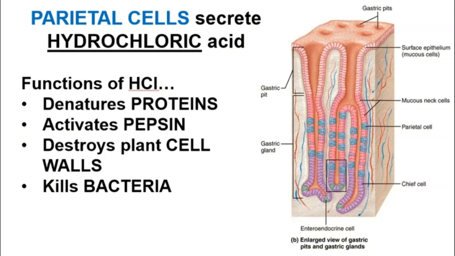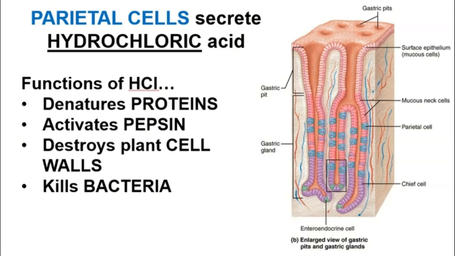The first is that it denatures protein, that is, it essentially breaks down the three-dimensional shape of the proteins that are entering the stomach and aids the enzymes that are produced in the stomach to digest them much more easily. We see that hydrochloric acid generally has a pH between 1.5 and 3.5. Typical pH of the stomach is about 2. We also see that hydrochloric acid functions to activate pepsin. So pepsin is the enzyme that's found within the stomach that digests proteins.